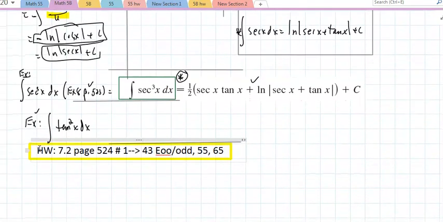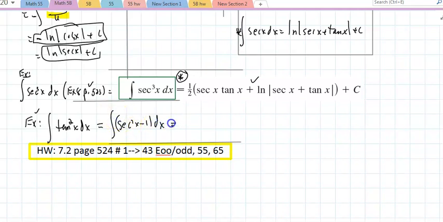What do you take a derivative of to get tangent squared? That's a bit tricky for students. It turns out it's troubling because there's only one way of doing this problem. If you remember the identity that this is secant squared of x minus 1 dx, you're in good shape. What do you take a derivative of to get secant squared? The tangent of x. What do you take a derivative of to get negative 1? Negative x, plus c. And that pretty much seals this problem, this section. 1 through 43, every other odd is sufficient. 55 and 65. If you do those and you're still hazy about them, then you do the odds.